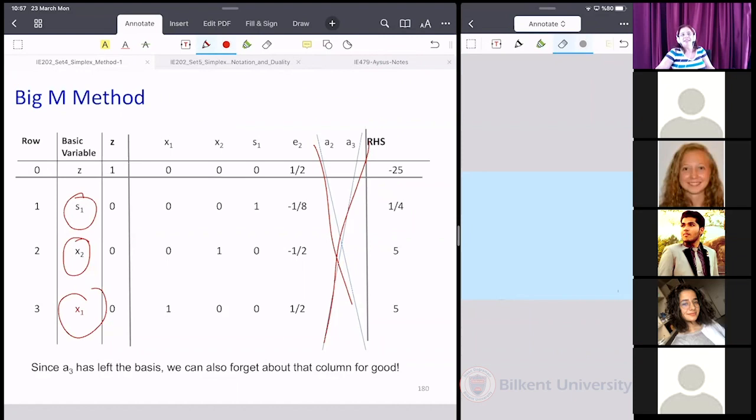Okay. All right. So what is the next move? Who enters and who leaves? Come on. Somebody. What was the rule to enter?